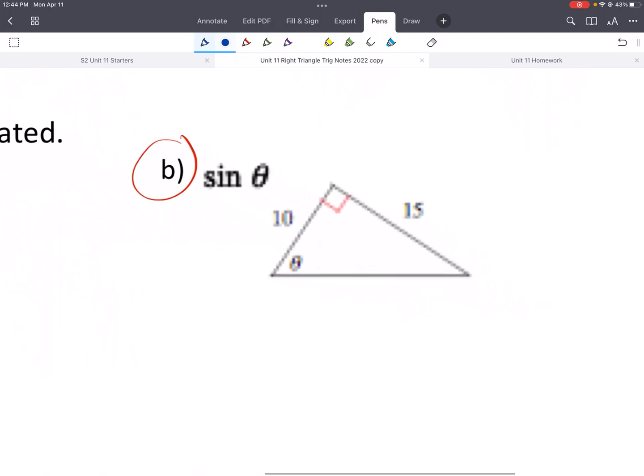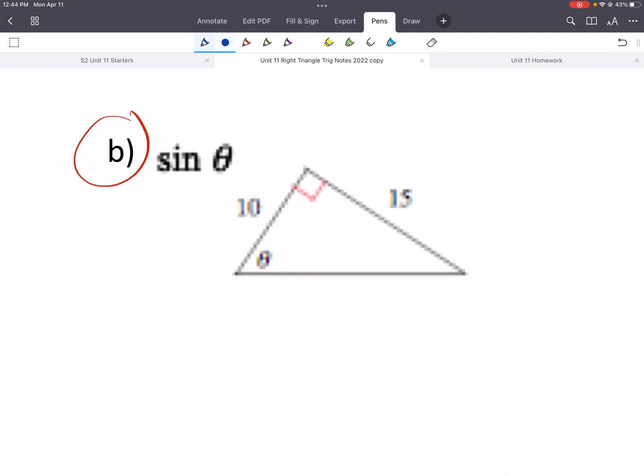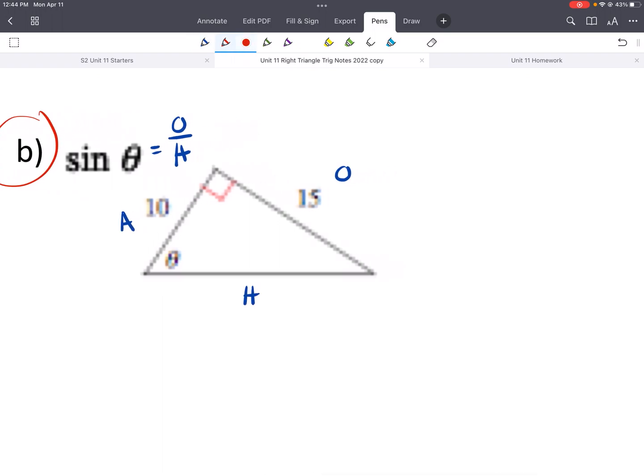And then you also maybe run into one that's like this, where you do need to use the Pythagorean theorem. Here's our opposite. I guess I'll write hypotenuse, opposite, and adjacent. And sine is O over H. So we're missing H. So here we would need to use the Pythagorean theorem. So we could do 10 squared plus 15 squared equals H squared. That's 100 plus, I always forget this one, 225 I think.